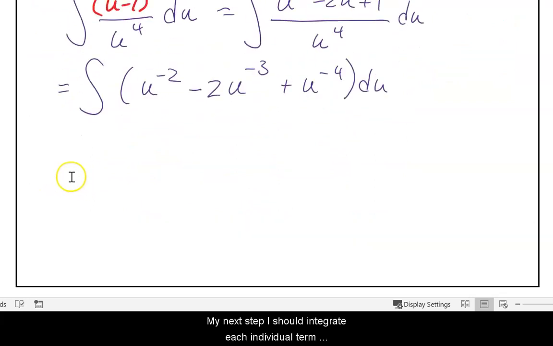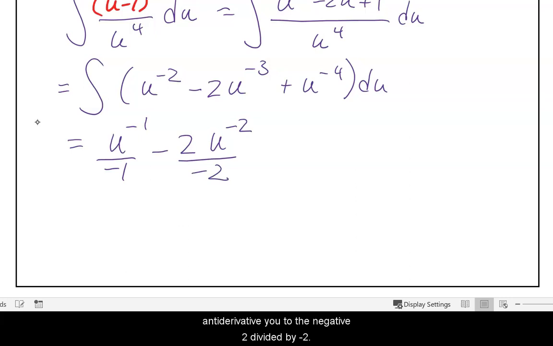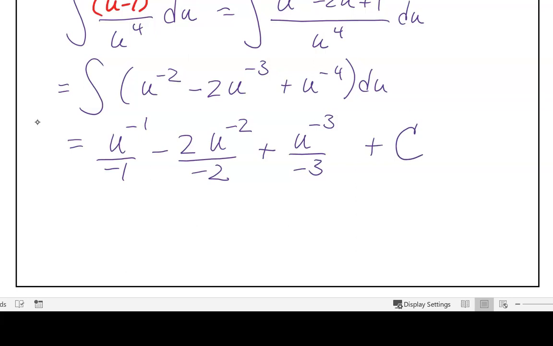In my next step, I should integrate each individual term by finding the antiderivative. The antiderivative of u to the negative 2 is u to the negative 1 divided by negative 1. For the next term, I have negative 2 times the antiderivative u to the negative 2 divided by negative 2. For the last term, I have the antiderivative u to the negative 3 divided by negative 3. Don't forget the constant of integration. In my Calculus 2 classes and most of my Calculus 1, I take off 3 out of 10 points for forgetting plus c or the differential.